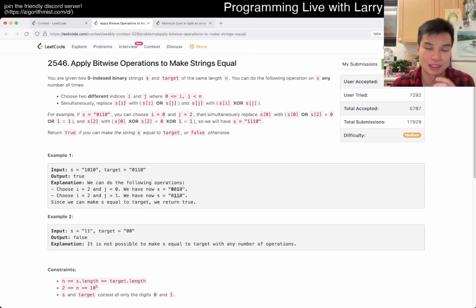Okay, well, I just kind of missed about the max min. Okay, apply bitwise operation, make strings equal. What are the operations? Pick i and j, replace i with i OR j, and j with i XOR j. What does this mean?